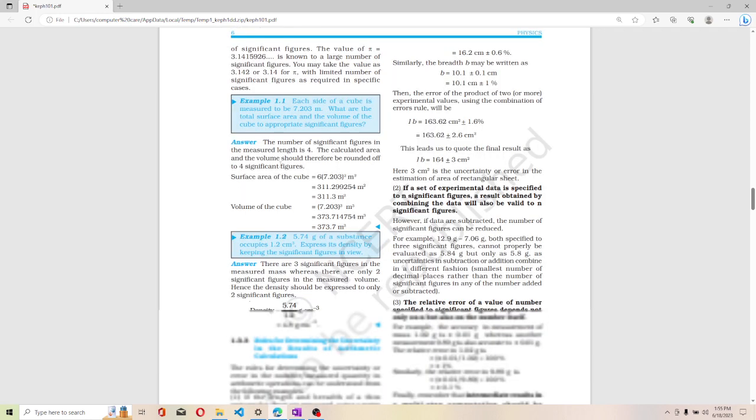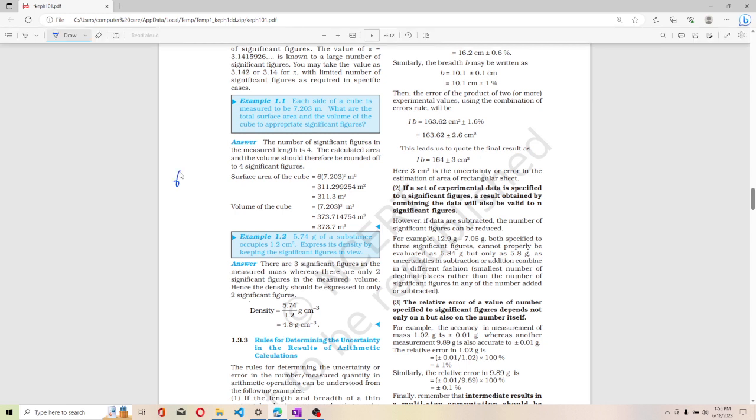Okay, each side of cube is measured, what are the total surface area and volume. Now you can see, I just take whatever we have discussed, that is here. The surface area of the cube is 6 into its side square, 6a square. So the same thing they have done. Now they have got their result, but they are rounding it off to the 4 digit only because there is only four significant figures.